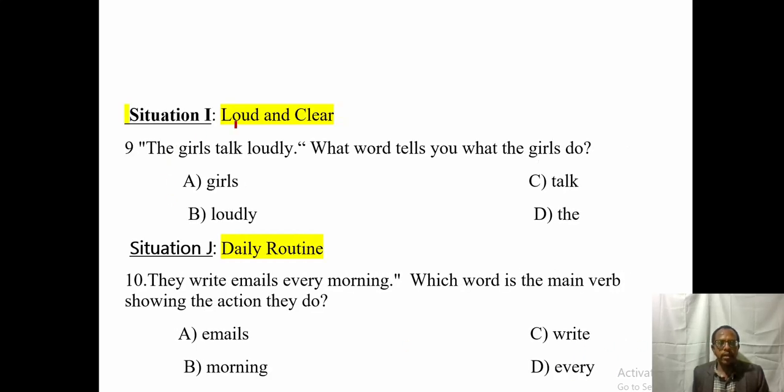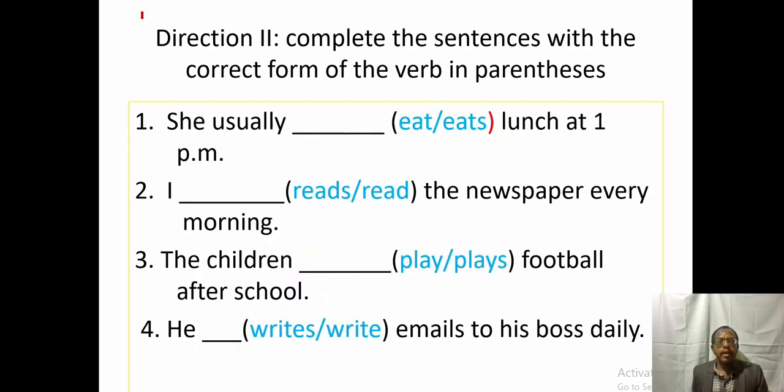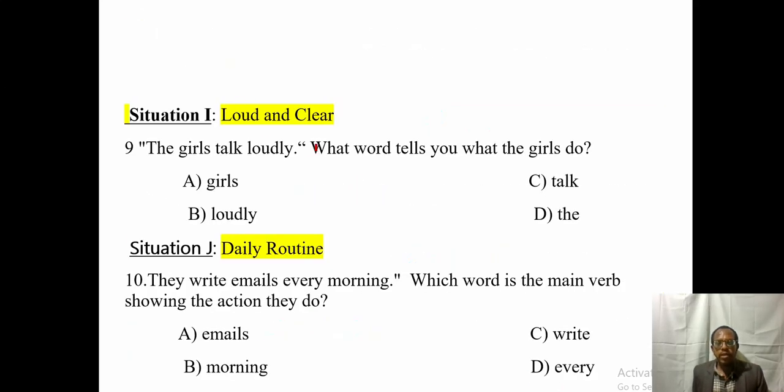And situation I, loud and clear. The girls talk loudly. What word tells you what the girls do? A, girls, B, loudly, C, talk, D, there. Situation J, daily routine. They write emails every morning. Which word is the main verb showing the action they do? A, emails, B, morning, C, write, D, every.